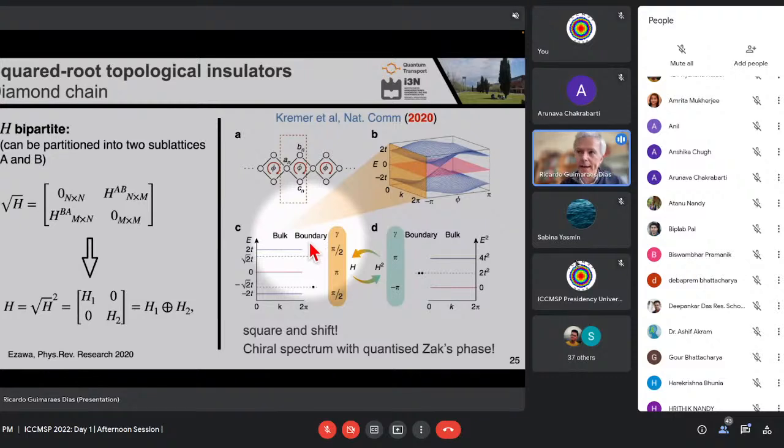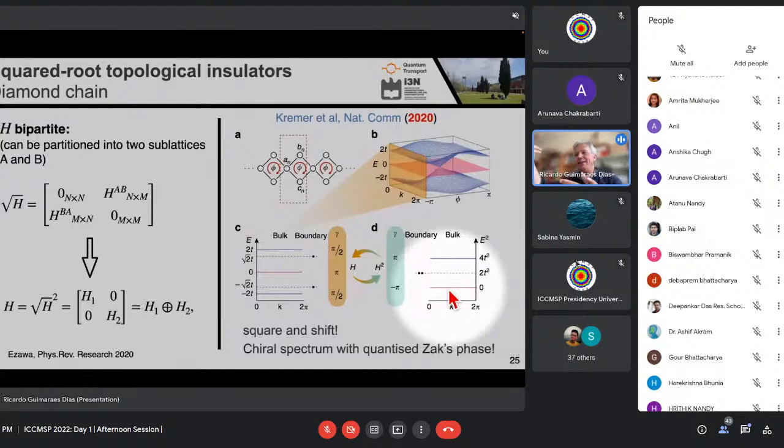Okay, but if you square this diamond chain, you get this spectrum over here. And now the bands that you have have quantized Zak phase. Notice that this blue band over here is degenerate. It's basically these two blue bands here, and only one red here. And one of these two blue ones is the chiral partner of the red one.